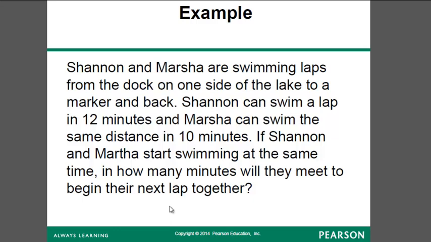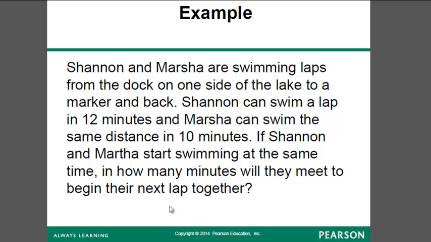Shannon and Marcia are swimming laps from the dock on one side of the lake to a marker and back. Shannon can swim a lap in 12 minutes, and Marcia can swim the same distance in 10 minutes. If Shannon and Marcia start swimming at the same time, in how many minutes will they meet to begin the next lap together?